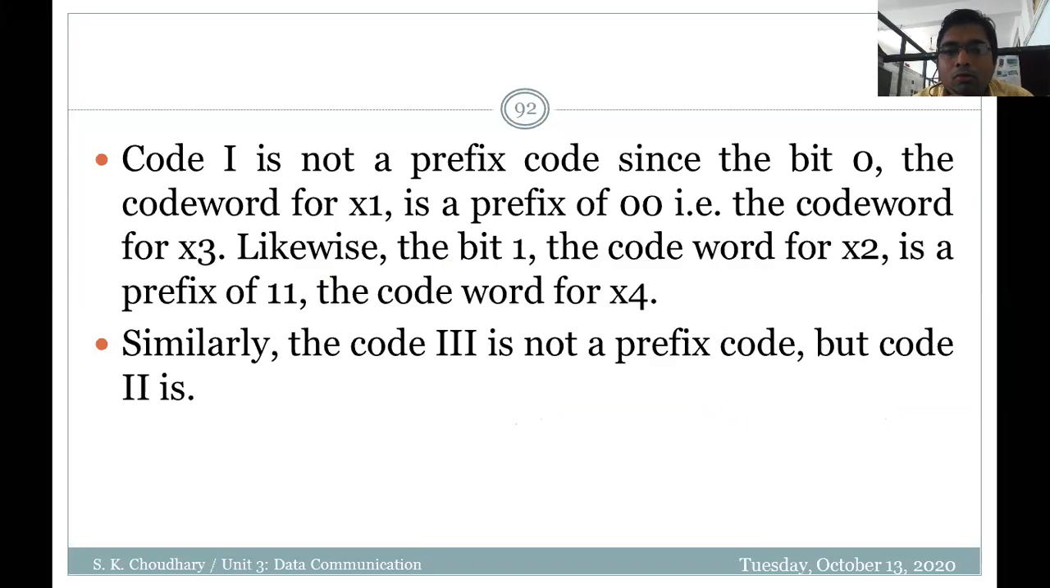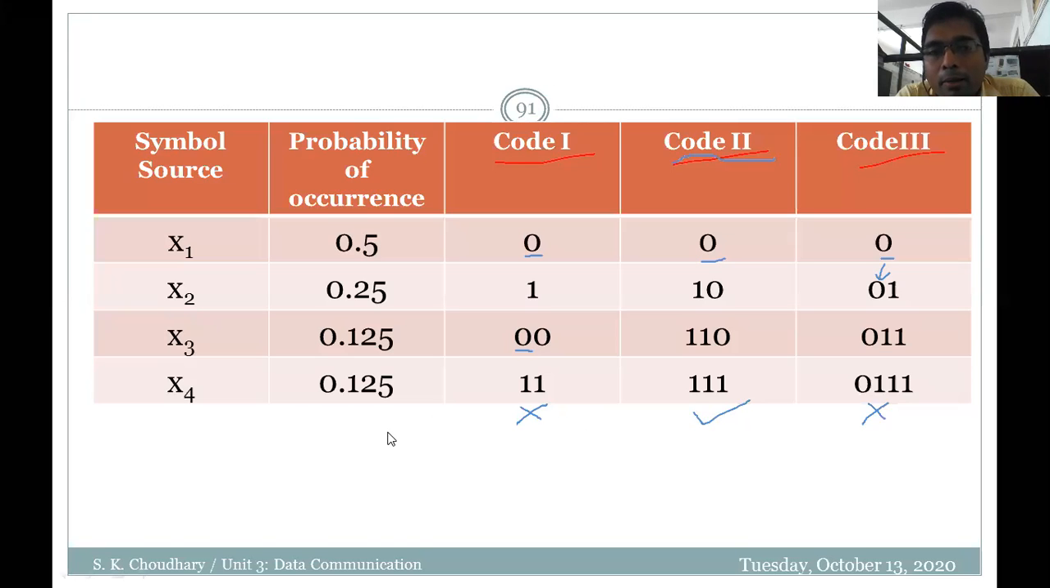I have mentioned code 1 is not a prefix code, since the bit 0, the code word for x1, is a prefix of 00, the code word for x3. Likewise, the bit 1, the code word for x2, is also a prefix of 11, the code word for x4. Similarly, code 3 is not a prefix code, but code 2 is a prefix code, which we have already seen through this discussion. I hope you have understood this concept of prefix coding. It will be used further when we go for Shannon-Fano coding and Huffman coding.